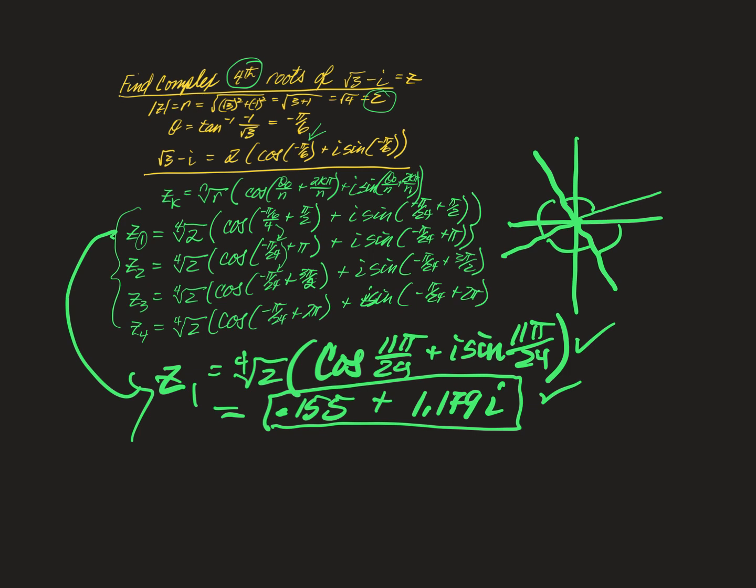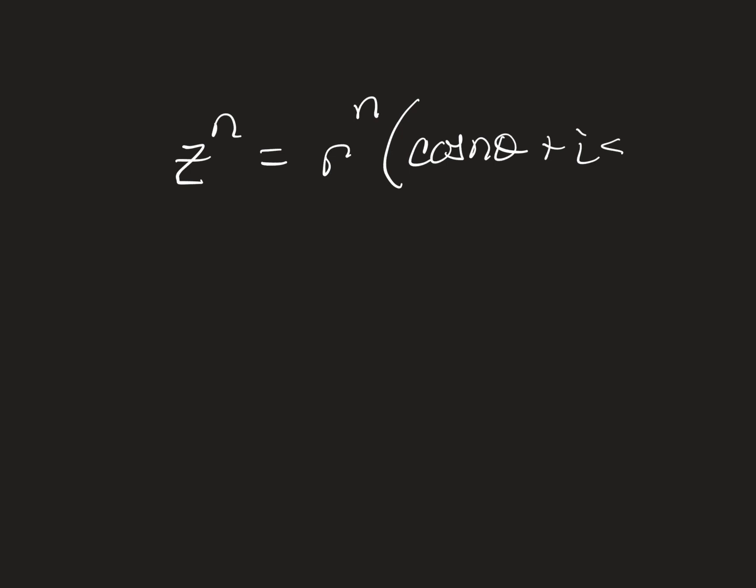All right, let's go to the next slide. So that's it. That's how you do it. Just as a reminder, these are the two parts. If you're going to raise to powers, a complex number to the nth power is r to the n times cosine n theta plus i sine n theta.